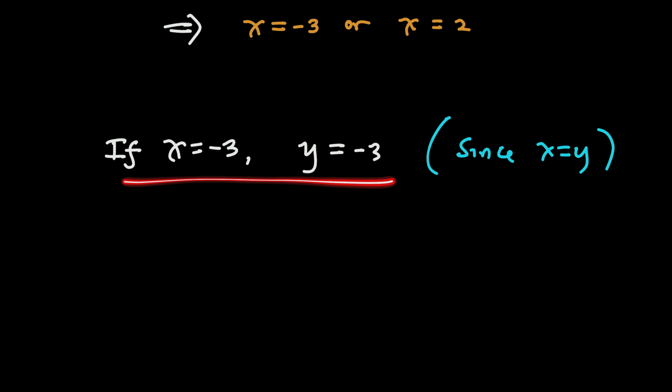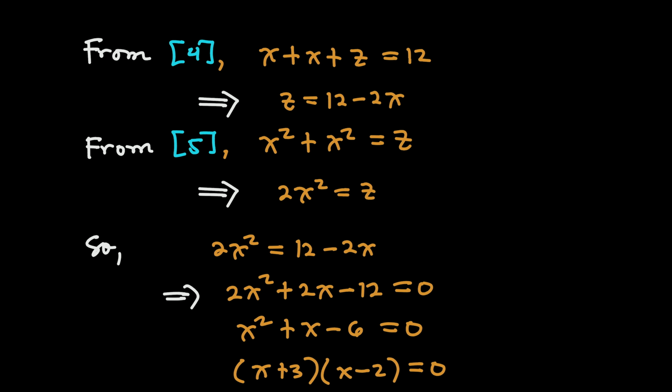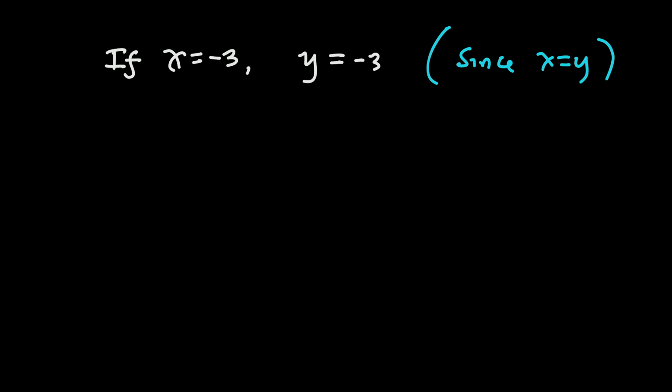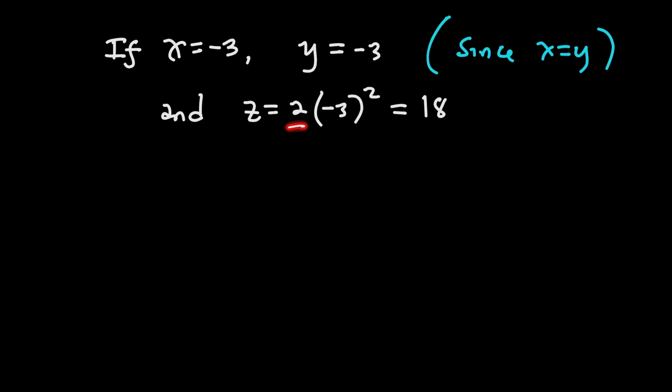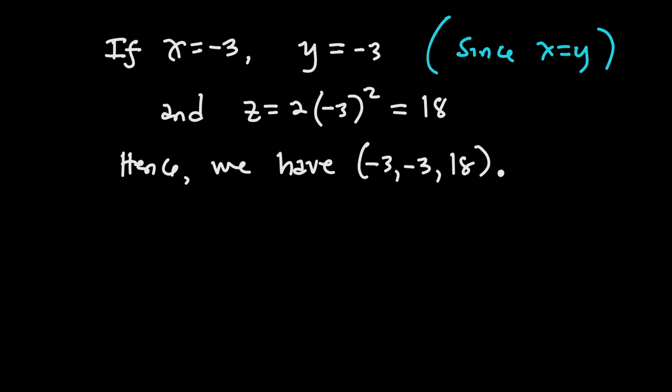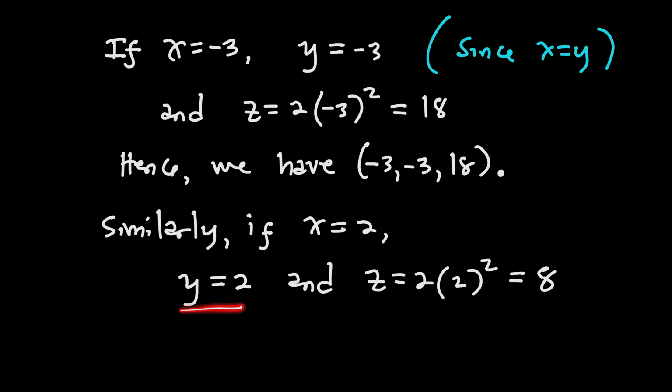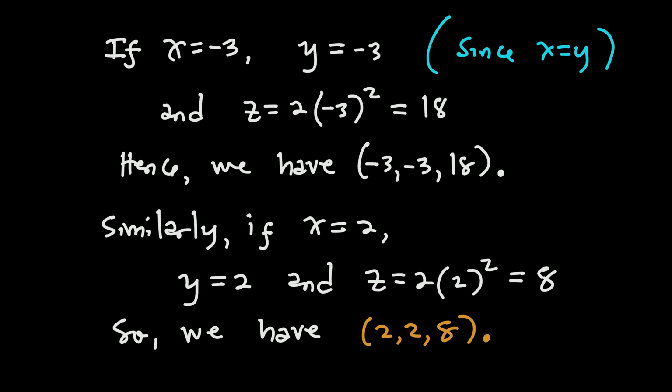And we can use these two values to obtain a value of z. From our previous equations, we have z is equal to 2x squared. Therefore, we have this one. We have 2x squared. But here we have x is equal to negative 3. Hence, z is equal to 18. So we have this critical point. Now, for x is equal to 2, we also have y is equal to 2, and then z equals 8. And we have this corresponding critical point.